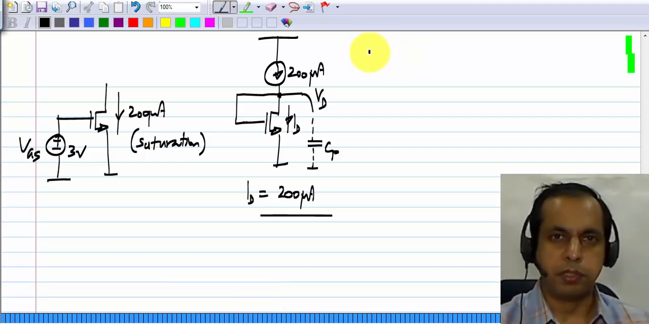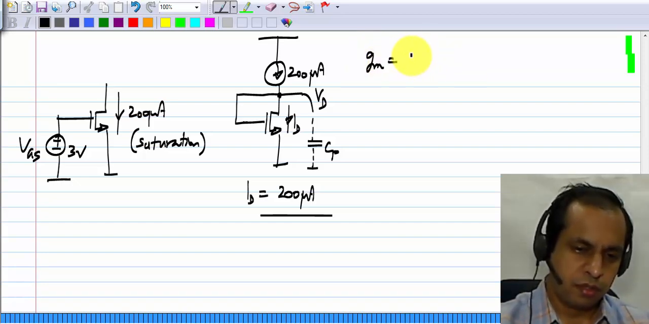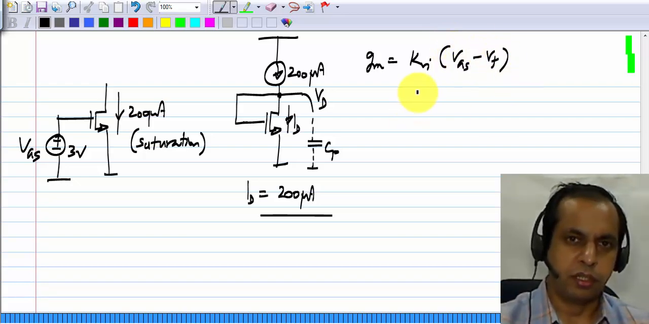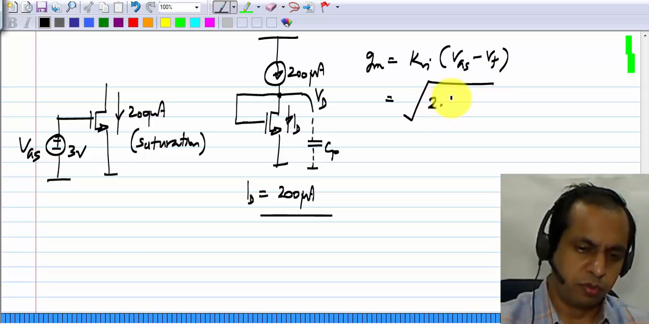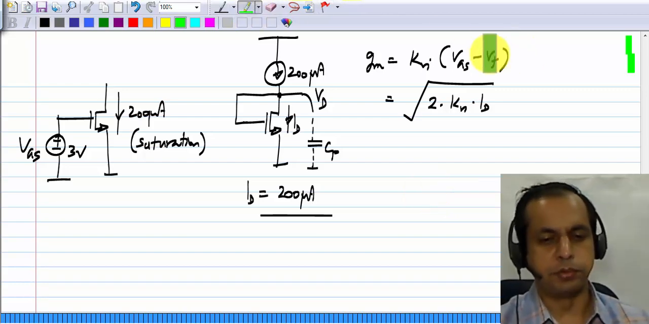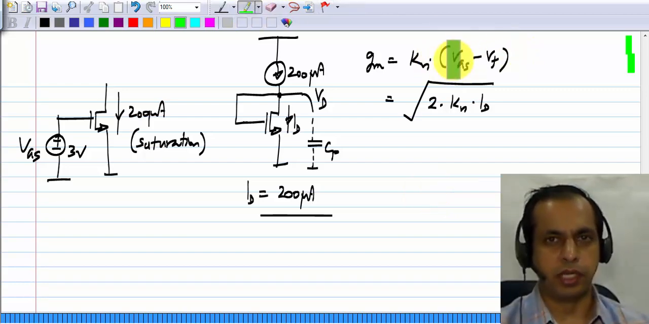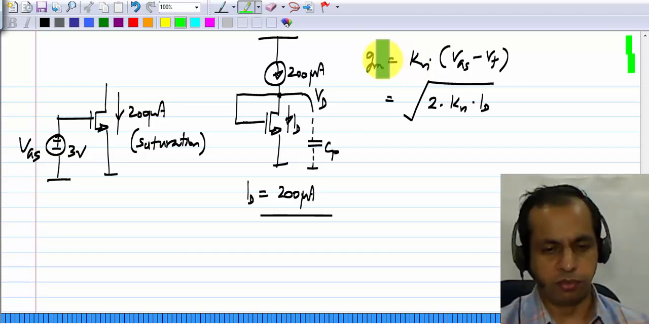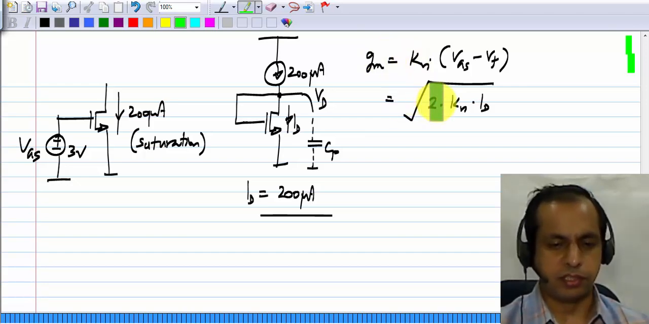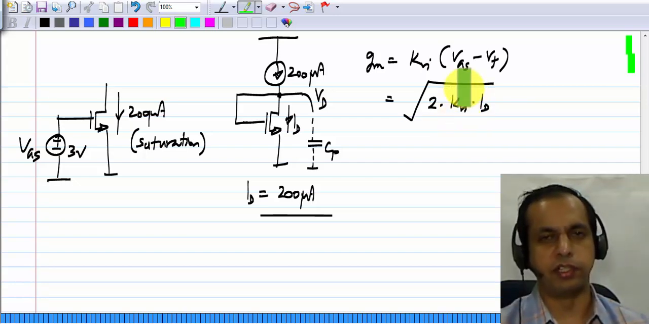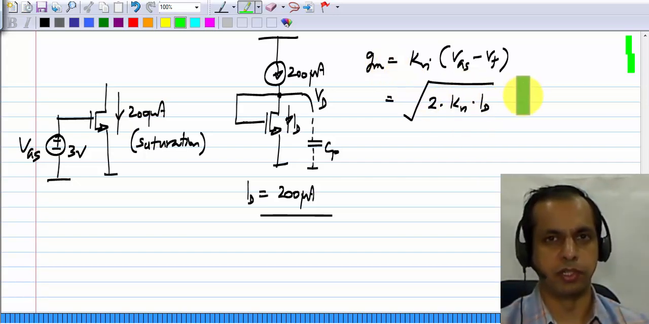We've already worked out the expressions for Gm: Kn, the current factor, times VGS minus VT, or square root of 2 times Kn times the drain current. The first expression is useful when VGS is constant. Okay. So then you can see that VT will directly influence Gm and also Kn will directly influence Gm. Whereas here in the second case, which is useful when ID is kept constant, you see that Gm is dependent on the square root of the current factor. Okay, so if current factor changes by 10%, Gm changes only by 5%.